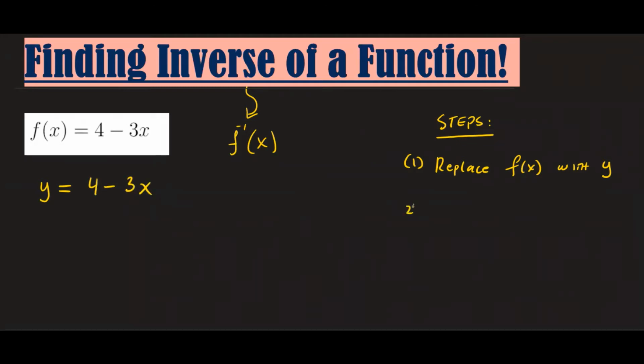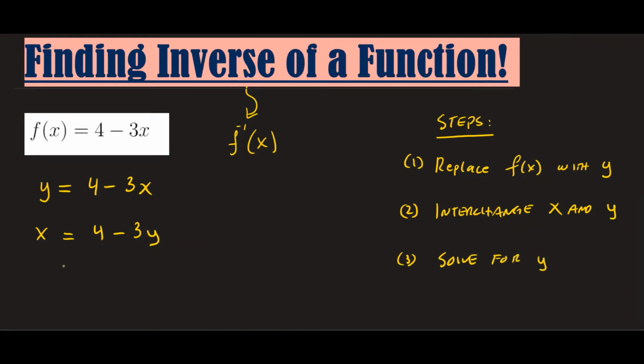Once you have done that, your second step is to interchange x and y, meaning y will become x and x will become y. So that will give us x is now equal to 4 minus 3y. So that's step number 2. And then the next step is to solve for y. So from this equation, we're going to go ahead and solve for y. So first I'm going to go ahead and subtract 4 from both sides. So that would give us x minus 4 is equal to negative 3y.